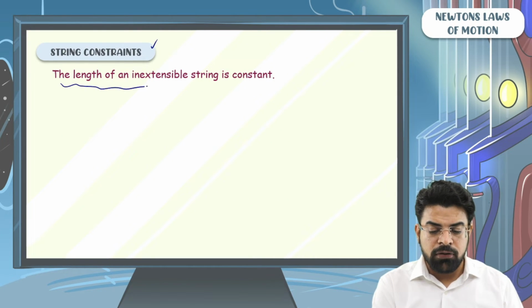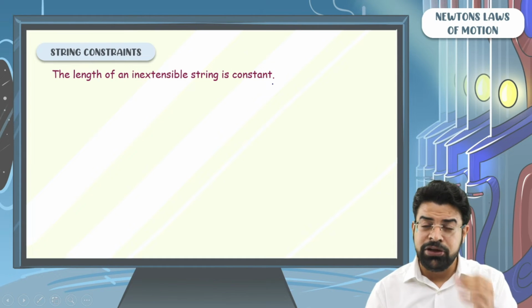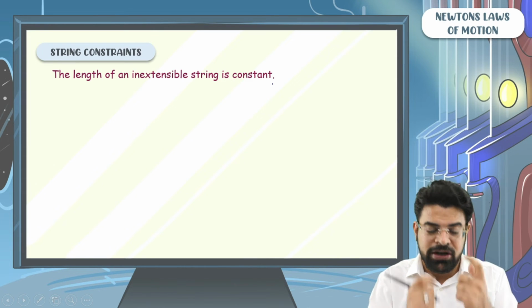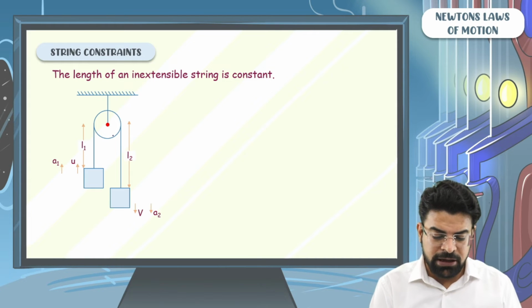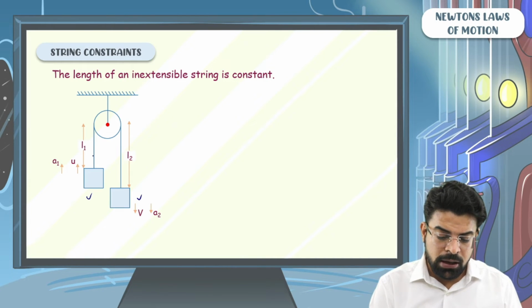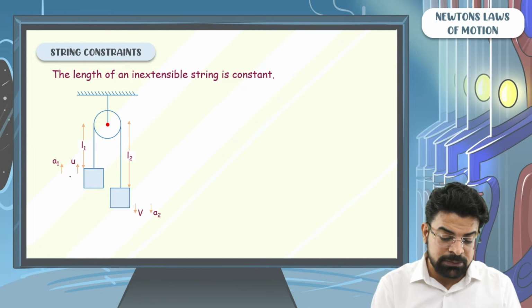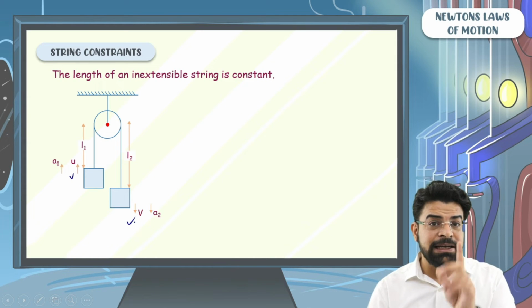The length of an inextensible string is constant, and this is the only thing we use in string constraint. The length of an inextensible string is constant. It neither increases nor decreases. Let's start with a very simple case. Let's say we have these two blocks and the string is passing over a pulley. We need to find the relationship between the speed of these two blocks given that the string is inextensible.